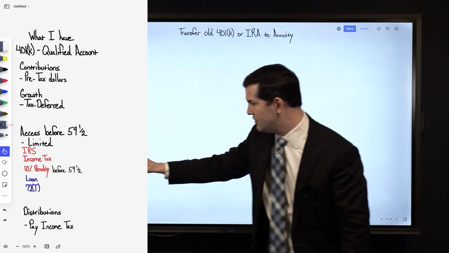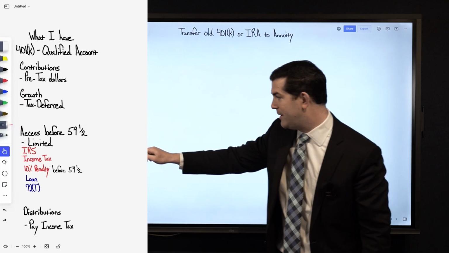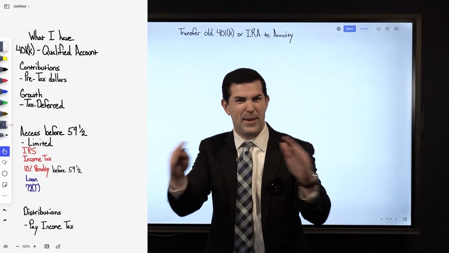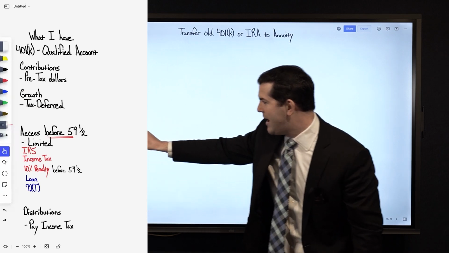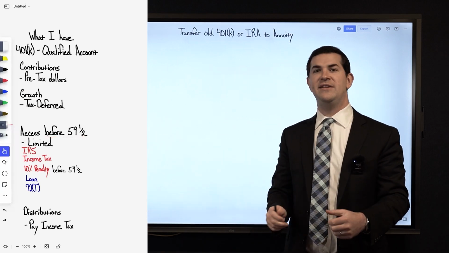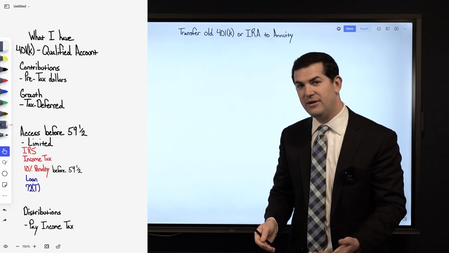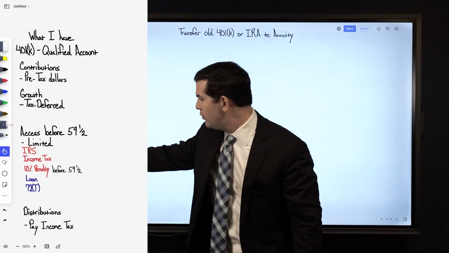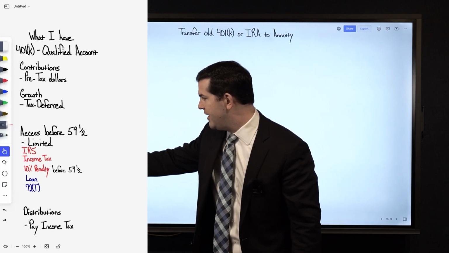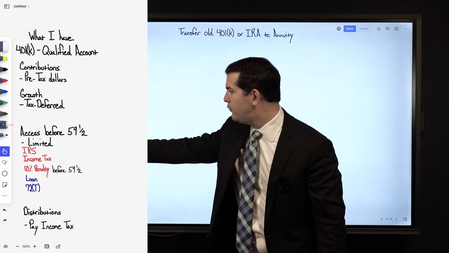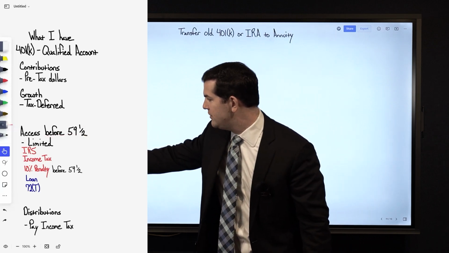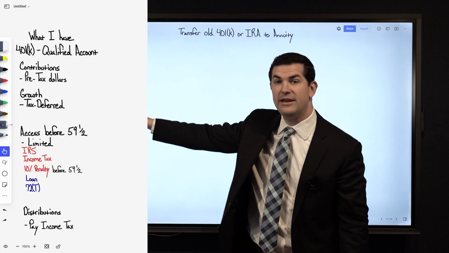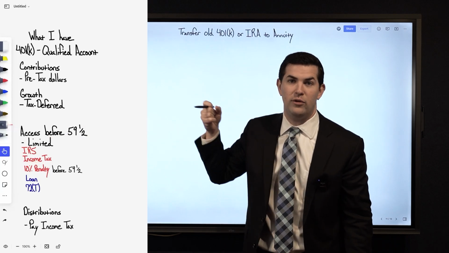Now, when it comes to accessing the money, a lot of people have questions about this because I see this big balance of money in here and I want to be able to use it. Well, if I want to access it before the age of 59 and a half, it is fairly limited. So I've got IRS rules here. If I want to access the money before age 59 and a half or after, I always have to pay income tax on the entire amount that I pull out.